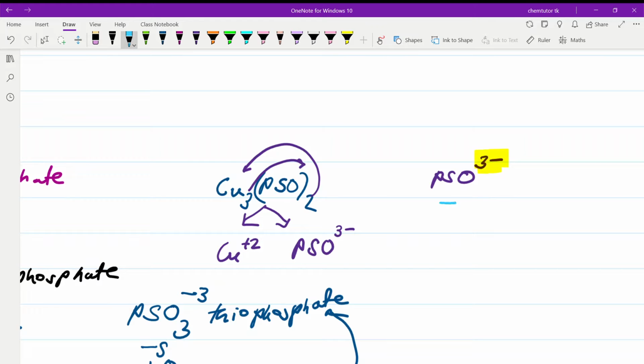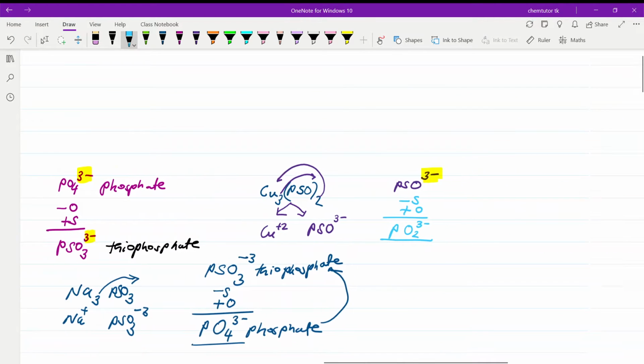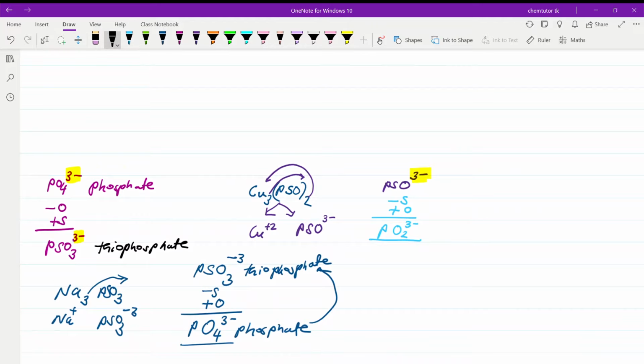Now I am going to take away the sulfur and add the oxygen to see what was before. If I replace it, it becomes PO2 3 minus. PO2 3 minus is hypophosphite. So this one is hypothiophosphite.